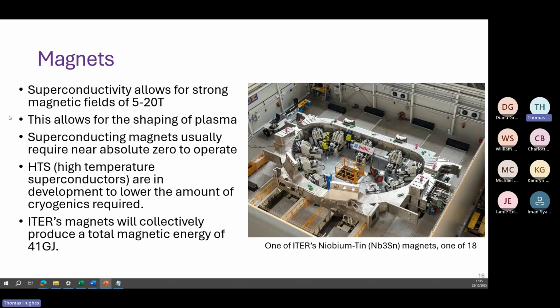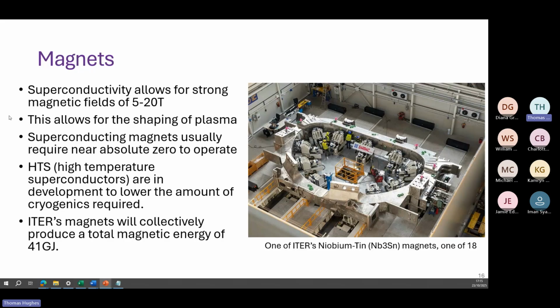You can see how small the people are inside there. It's ridiculous, to the point where some of these magnets have been cracking under their own weight because it's a very brittle material. Generally, the problem with superconductors is you need near absolute zero temperature to operate. So you've got something that's hotter than the sun, and then on the other side of that, you've got something near absolute zero. It's quite an engineering feat.